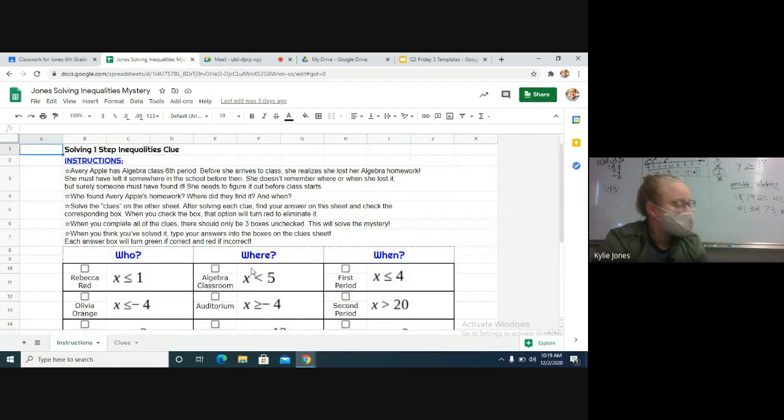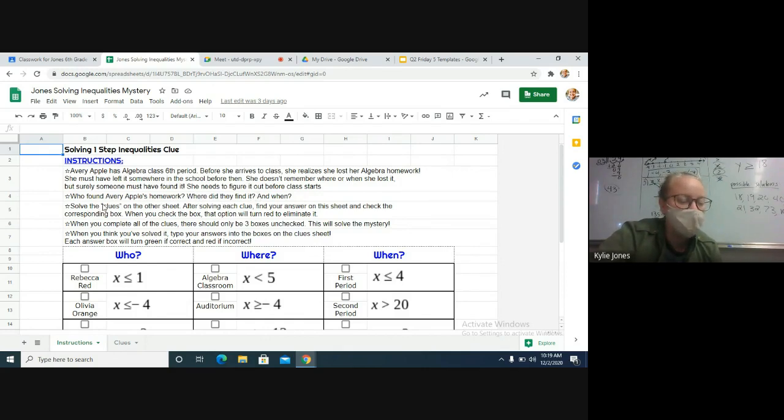The instructions say, Avery Apple has algebra class, 6th period. Before she arrives to class, she realizes that she lost her algebra homework. She must have left it somewhere in the school before then, but she doesn't remember where or when she lost it. But surely someone must have found it. She needs to figure out before class starts. So, we're going to figure out who found Avery Apple's homework, where did they find it, and when.